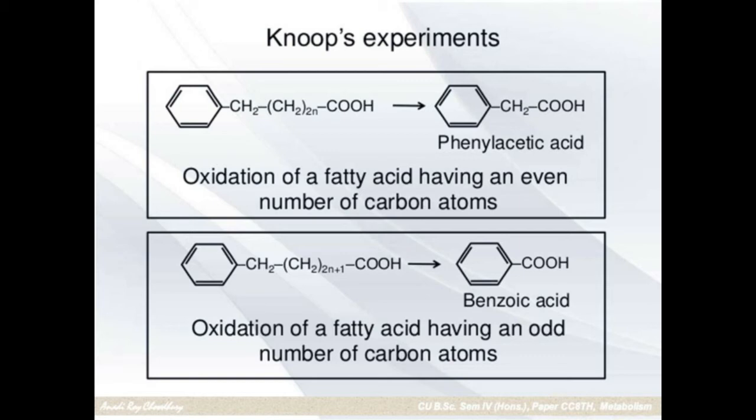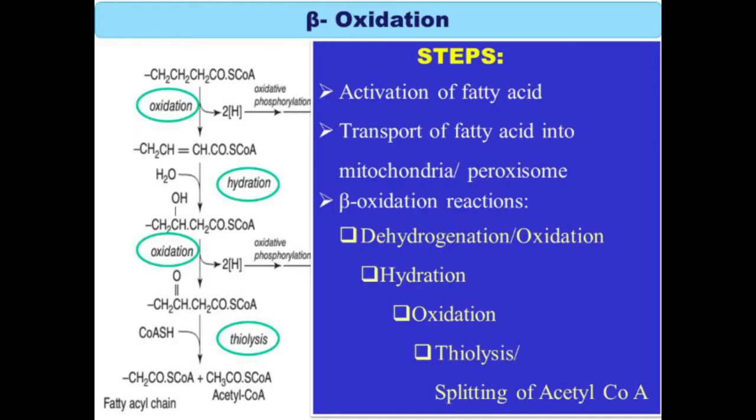When rabbits or dogs were fed even carbon fatty acids of different chain length labeled with a phenyl group at the omega carbon, phenyl acetic acid was excreted in the urine. When rabbits were fed odd chain fatty acids with omega phenyl derivatives, benzoic acid was excreted. From this result, it was understood that fatty acids are oxidized stepwise at the beta carbon, releasing 2 carbon units, acetic acid, at each step.